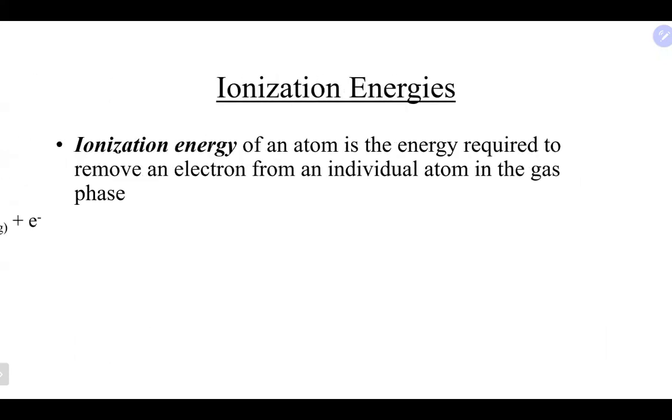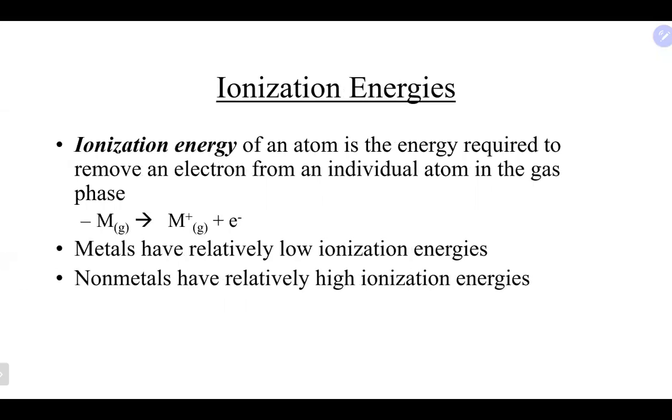So speaking of one sort of trend on the periodic table, which is really important, that is what is referred to as ionization energy. And ionization energy is the energy that's required to remove an electron from the gas phase of an atom. It is essentially how we make a cation, right? When we lose an electron, it becomes positively charged. Metals have relatively low ionization energy, and nonmetals have very high ionization energy.